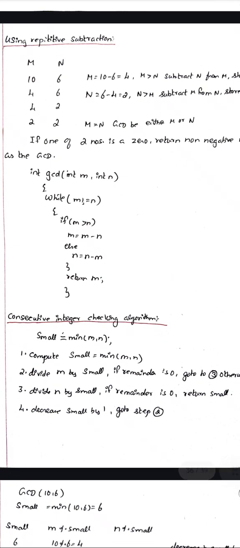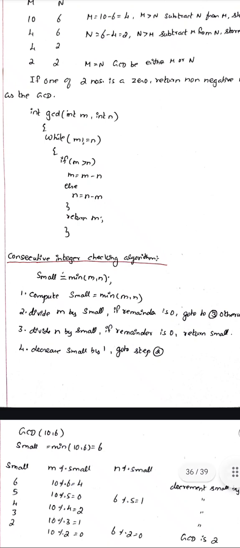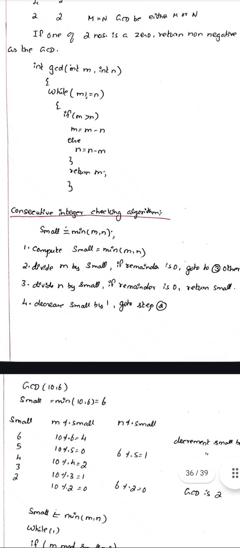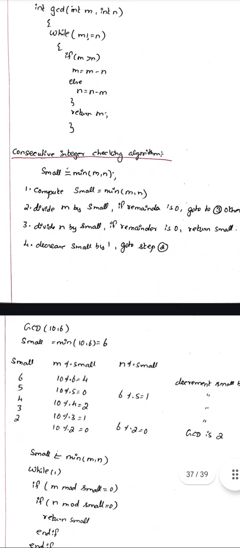Int GCD of int m, int n, while m is not equal to 0 and not equal to n. If m is greater than n, m equals m minus n, else n equals n minus m. Return m.